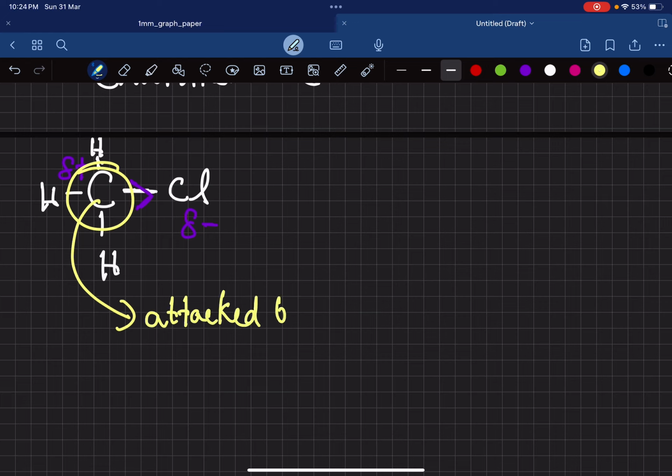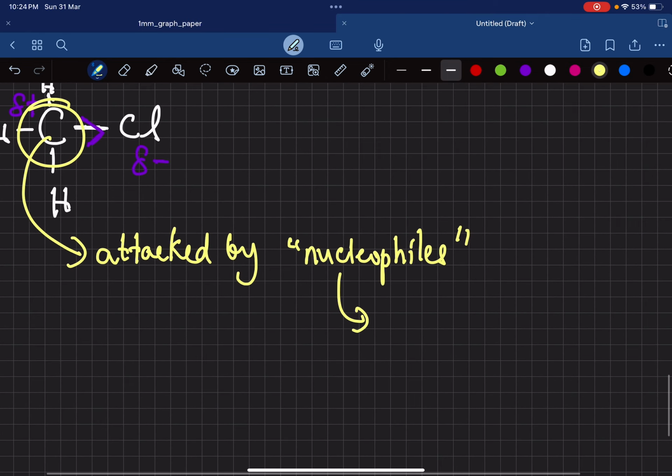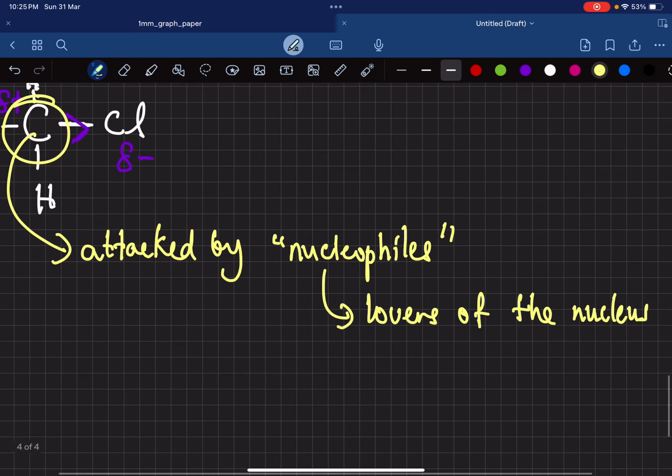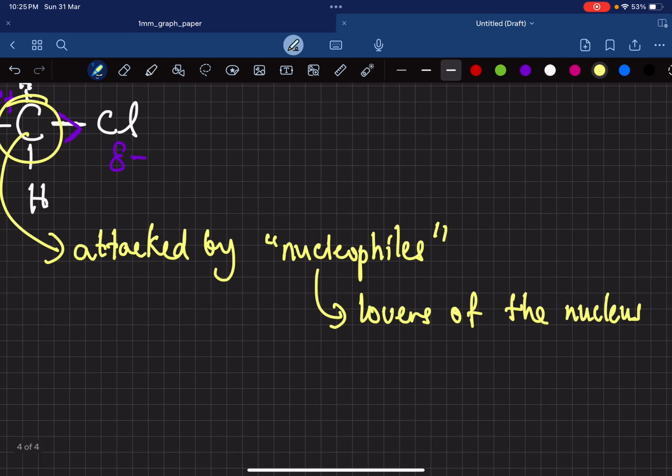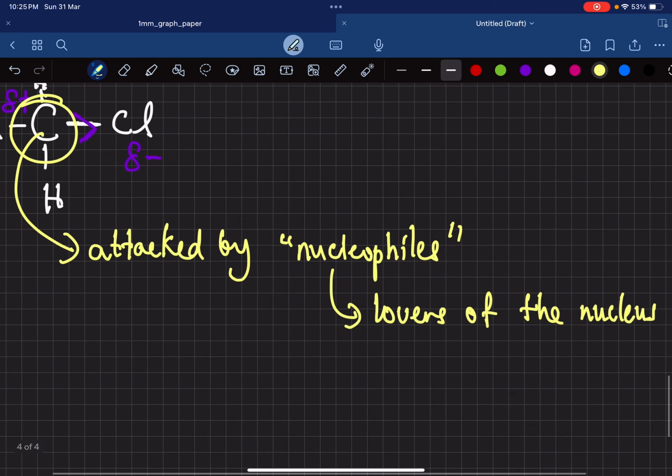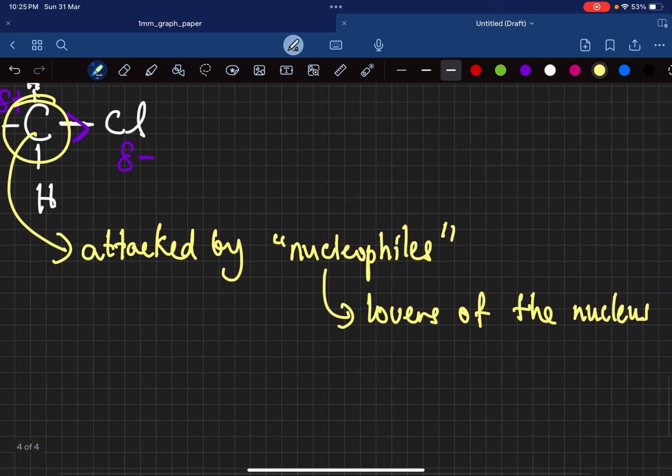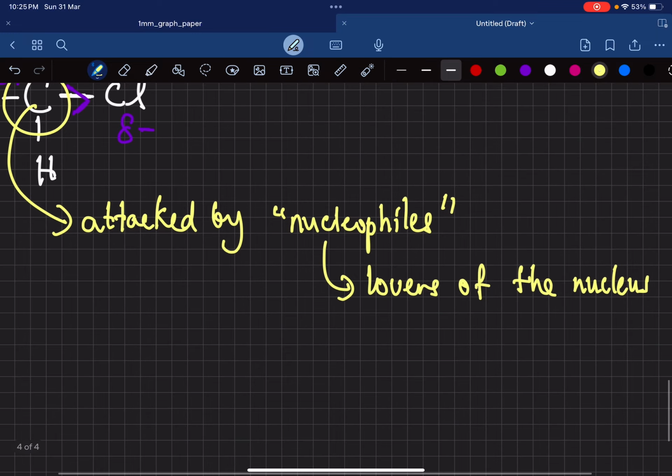It can be attacked by nucleophiles. Nucleophiles basically means lovers of the nucleus, because the nucleus is usually positive. So it can be attacked by nucleophiles. Nucleophiles are basically lovers of the nucleus.